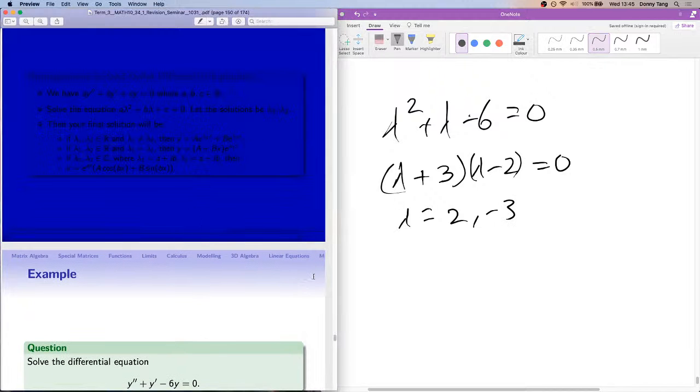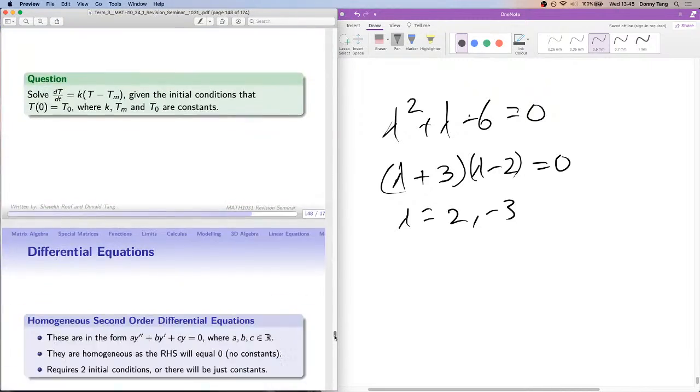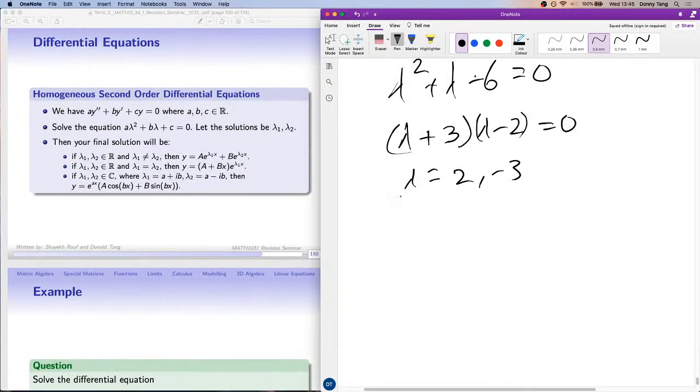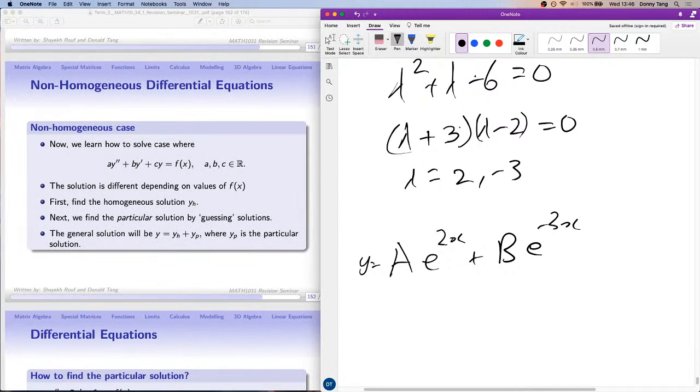All right, this just turned into a black screen. I'm going to quickly fix this up. Okay, we are back. So we're going to look at it. These are obviously real numbers and they're not equal. So therefore our solution is going to be y equals a e to the power of 2x plus b e to the power of -3x. And that's it. This is literally it. Not too difficult. Okay. Moving on. The hardest part is solving the quadratic.